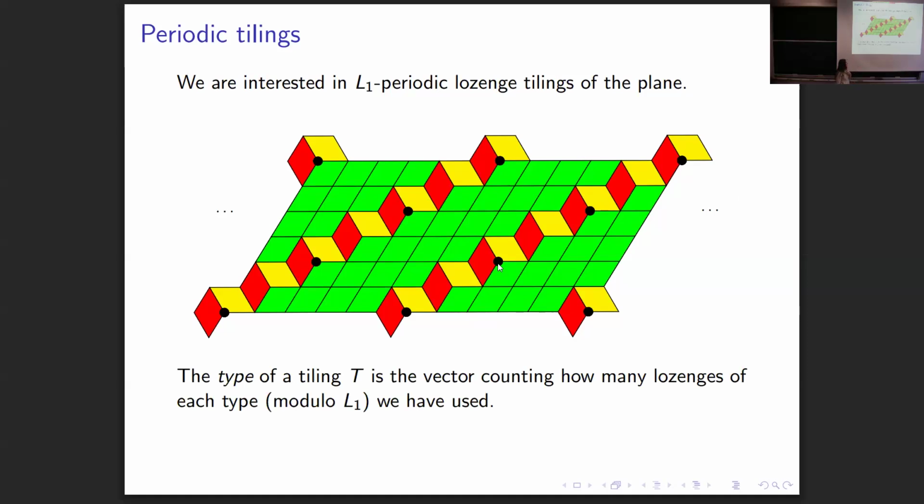Now, the type of a tiling is the vector that is counting how many lozenges of each type I have used. And of course, there are infinitely many, but I'm only counting them modulo L1. So then it's going to be finitely many. What is the type of this tiling? It's an easy exercise. I mean, maybe you can see it immediately. So how many red, how many yellow, how many green?